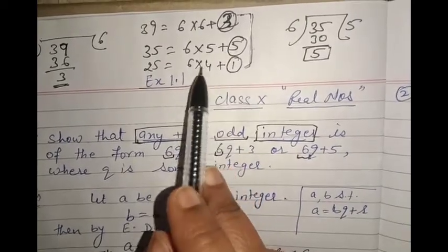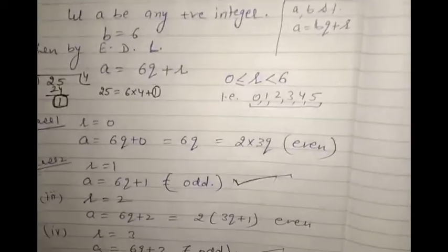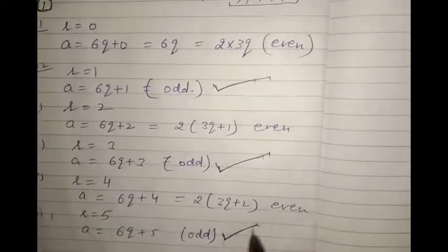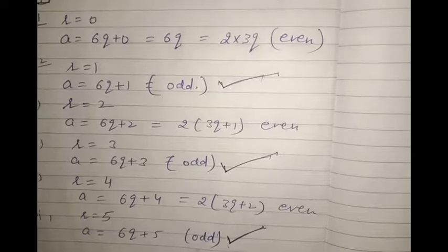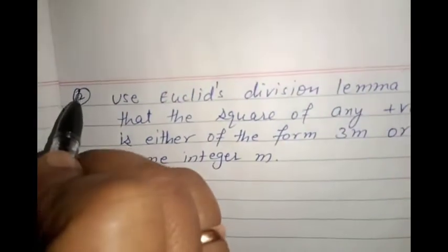And that can be written in the form of this: 6 cube plus 1, 6 cube plus 3 and 6 cube plus 5. Now we move on to the next question. Question number 4 of your book.